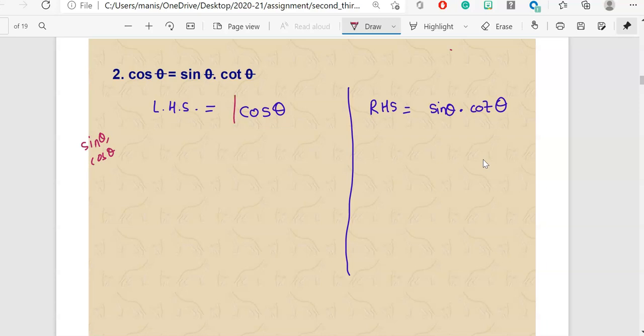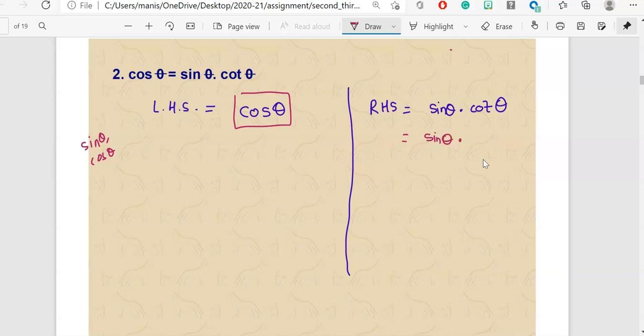Just leave it. This is in the simplest form. So after this, I will simplify my right side, and if both of the sides match, then it is an identity. Do you see sine theta? Yes, sine theta is in simplest form. You will not do anything with this, just keep it like this.